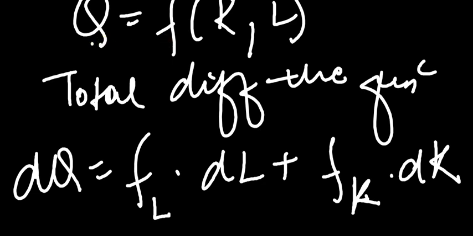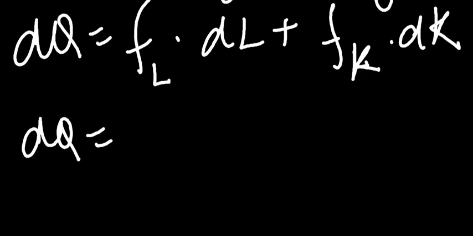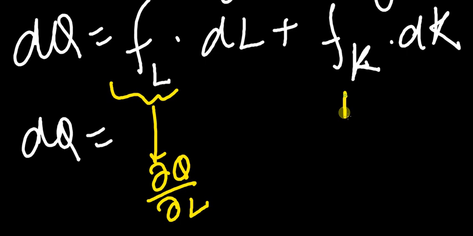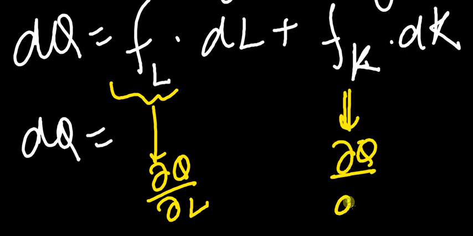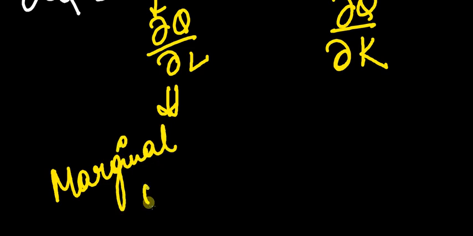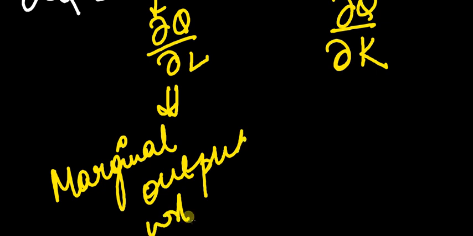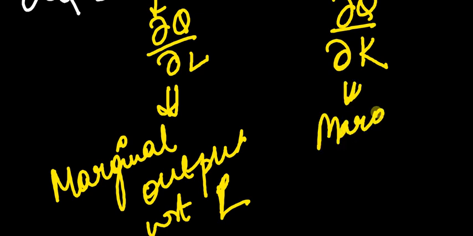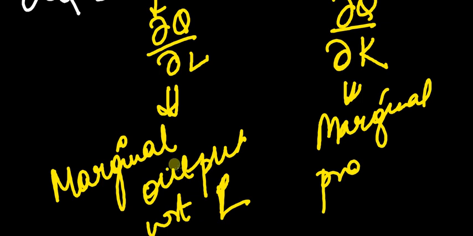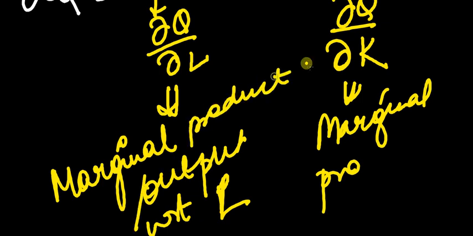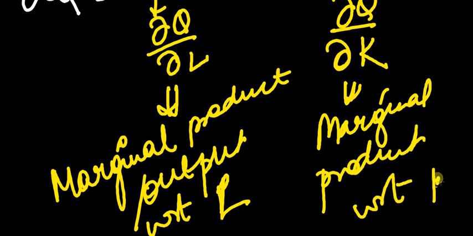So q is nothing but a function of this. So this thing and this thing are equal. This part tells you how output changes when labor changes. Similarly, this part tells you how output changes when capital changes. Now this is called the marginal output, or marginal product, with respect to labor. This is called the marginal product with respect to capital.